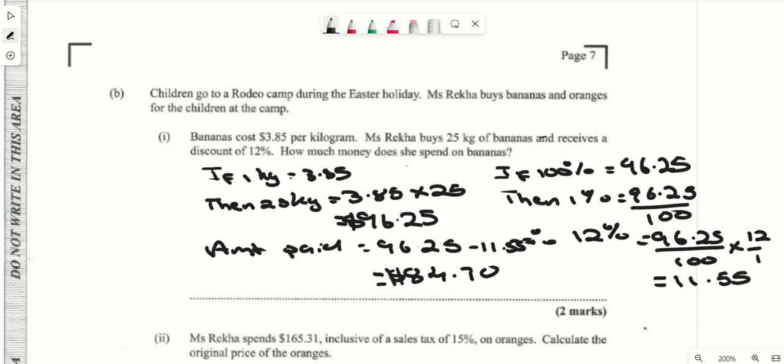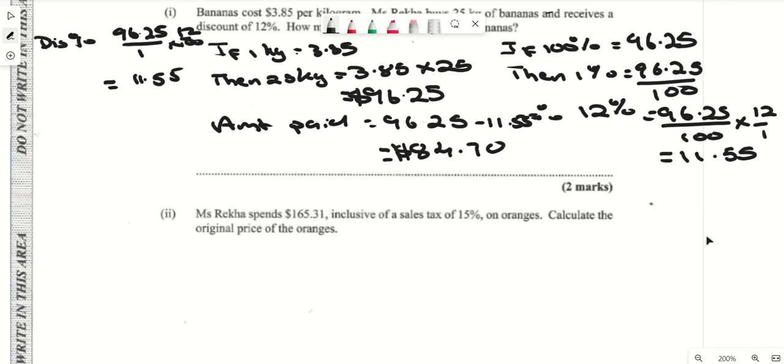Now, there are other ways to do this question. You can always just find your discount. Discount percent is your mark price, which is in this case 96.25 over 1 multiplied by 12 over 100. And you will get the same thing as 11.55. And you know your discount is $11.55. You just subtract it from the total amount and you will get $84.70. Whichever method that you're comfortable with, you can use it. Right?